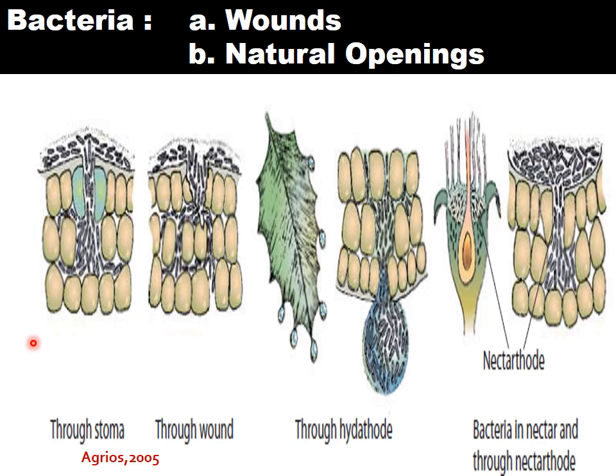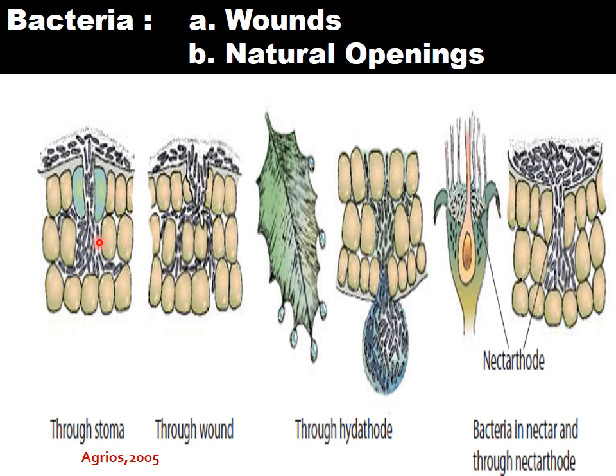Bacteria also enter into the host cell either through the wounds or through the natural openings. Most of the bacteria enter into the host cell through the wounds, and these wounds are created by agriculture tools, by animals, or by insects, or by human beings. Later, these wounds are occupied by the bacteria, and these wounds help the direct entry of the bacteria inside the host cell. But bacteria also enter into the host cell with the help of the stomata. These are the natural openings present on the leaf surface.